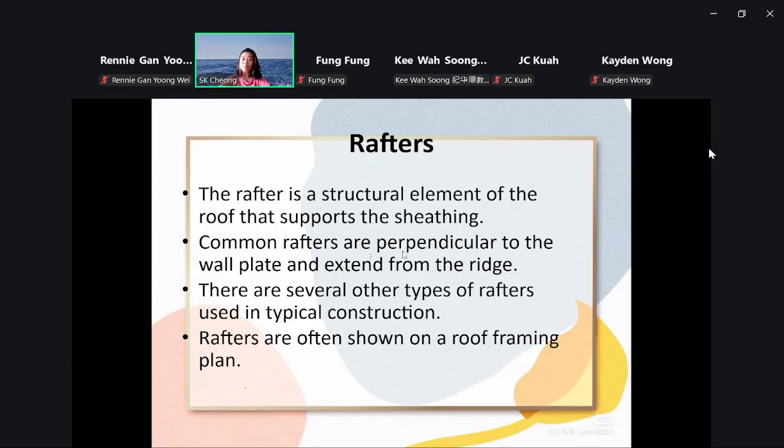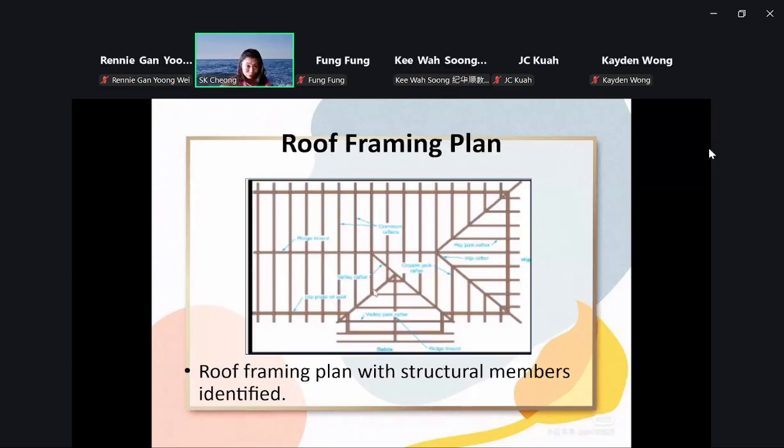Common rafters are perpendicular to the wall plate and extend from the ridge. Rafters are often shown on a roof framing plan. So from this roof plan, not section, the roof framing plan with structural members identified, all the names are over here. So all these main members are called rafters.